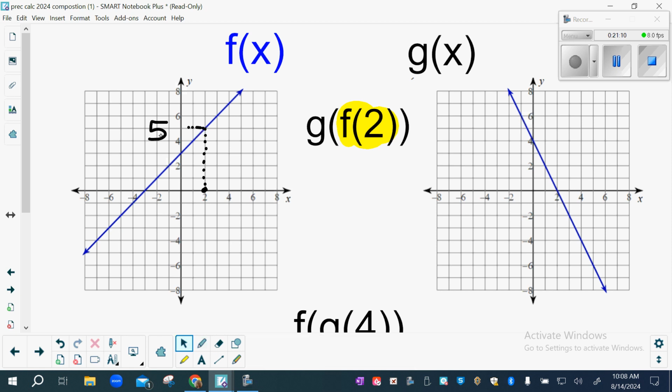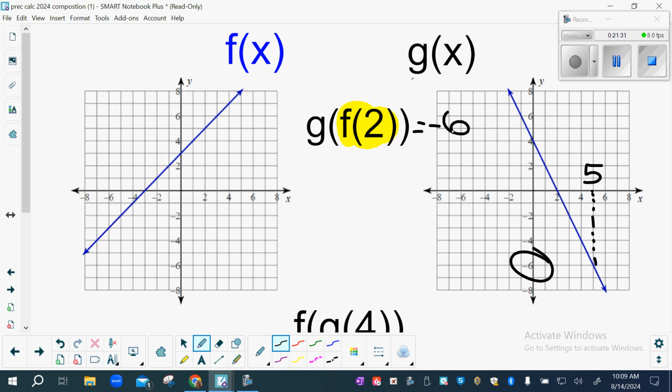I take that 5. Oh, wait, I don't want those dots. Let's see if I can get rid of the dots. Okay. I take the 5, and now he comes over to here, and he's my new domain, and I go, oh, 5. Boom. That's it. That's the answer.